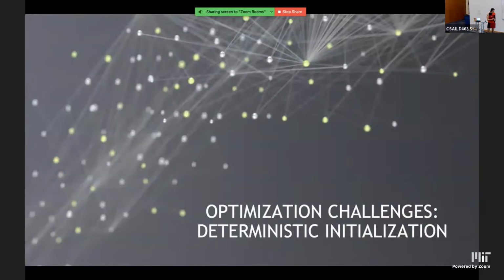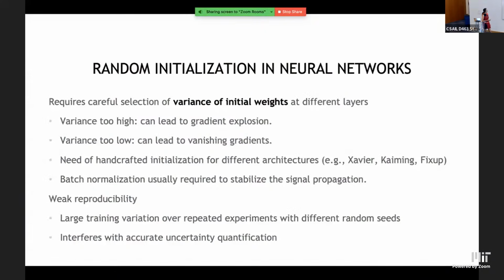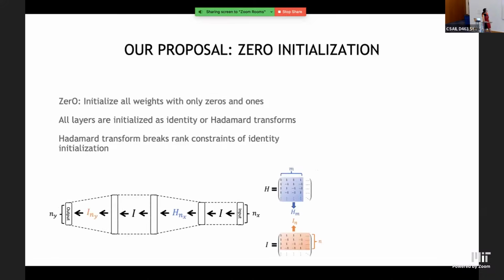So I think I'm out of time, but very quickly, I'll tell you one other thing, because the conversation today was about the need for better initialization. In standard neural networks, you can do random initialization, but that requires careful selection of variances. If you select the variance to be too high, it leads to gradient explosion. If it's too low, it leads to vanishing gradients. So what we proposed is a framework called zero initialization.